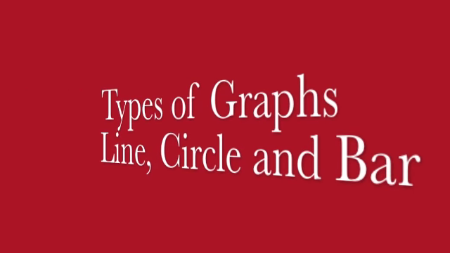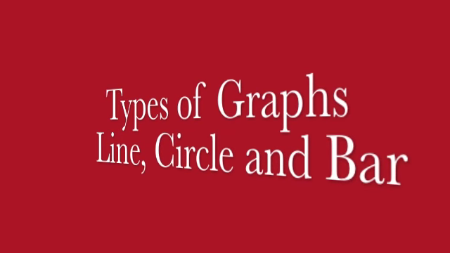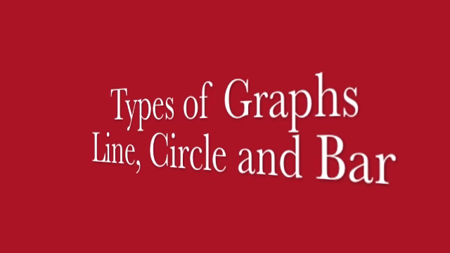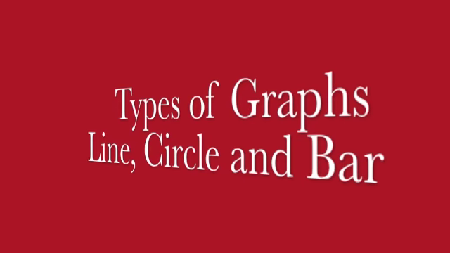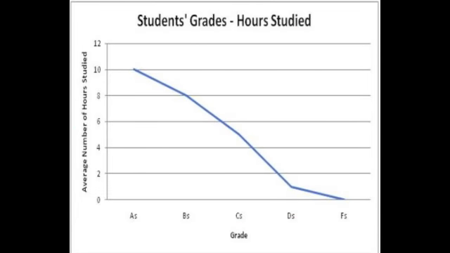There are several different kinds of graphs, and I'll show you some examples. But what you need to know is that line graphs show change over time. Circle graphs demonstrate parts of a whole. And then, of course, bar graphs just show comparisons between different things.